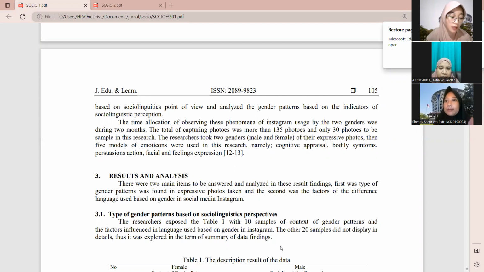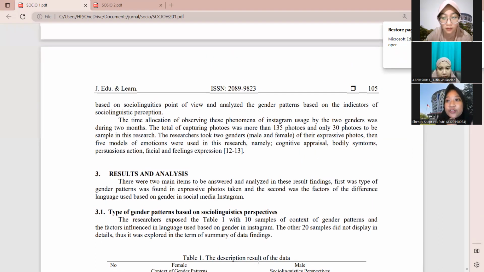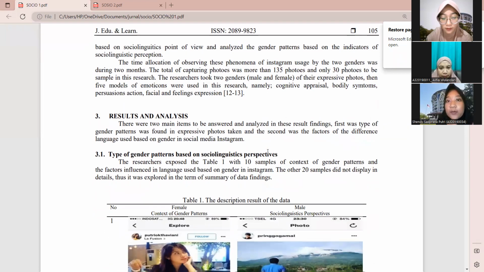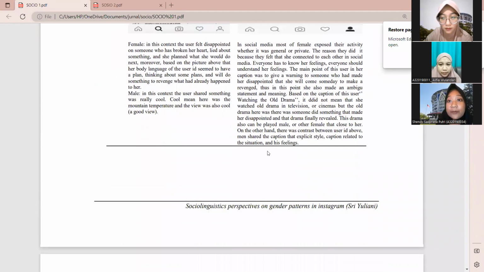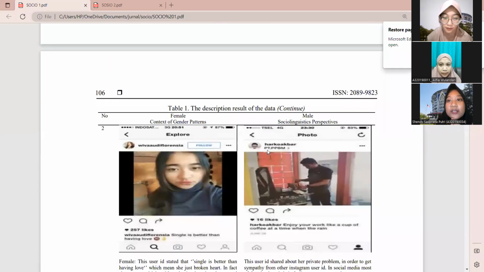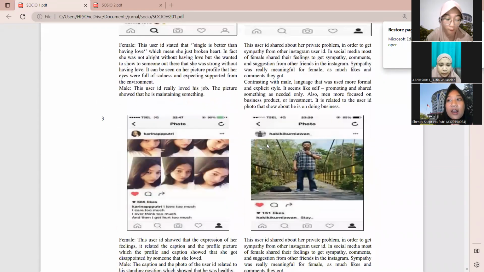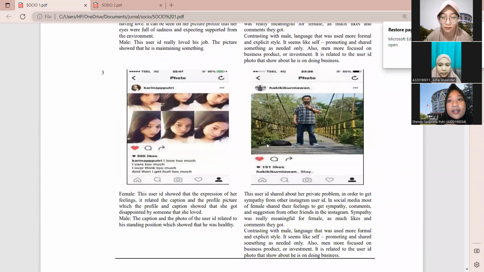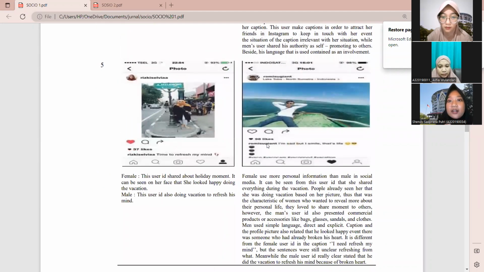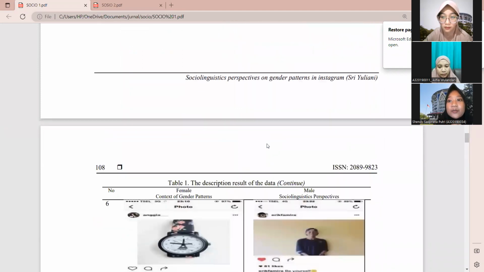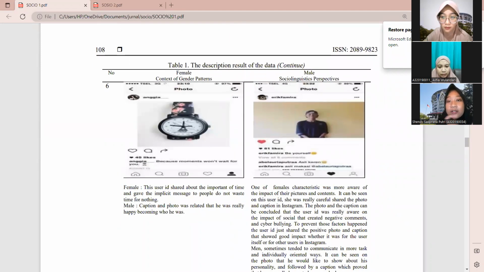Okay, thank you. The last is, what is the conclusion of this article? The conclusion is that the result findings in sociolinguistics are really interesting to observe, especially in gender patterns. The differences in using language and pictures between these two sexes show the purpose and intention of the uploaders, however, the viewers and followers get different perspectives and views. This research is valuable to enrich other research, because technology changes rapidly and challenges occur.